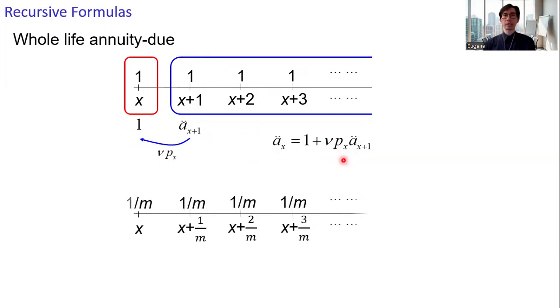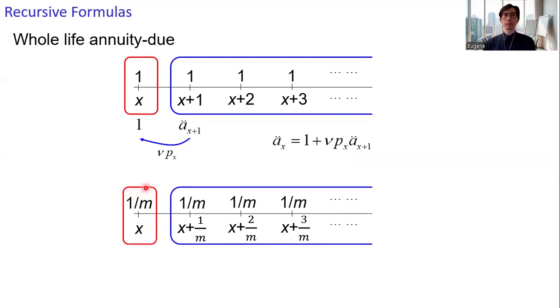For the mth case, similar argument. The first payment, the amount is 1 over m, and then the remaining payments. If the individual survives to age x plus 1 over m, the actuarial present value of the future payments is ä_{x+1/m}, and discount back to age x, we get the relationship.